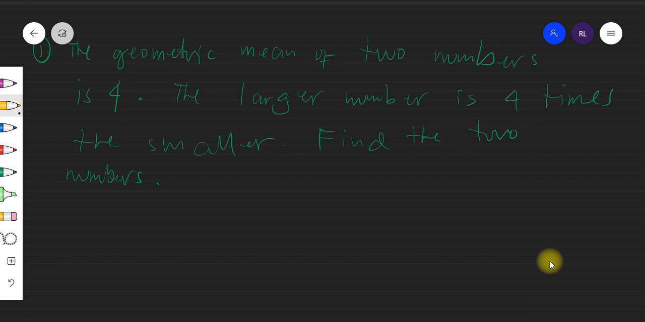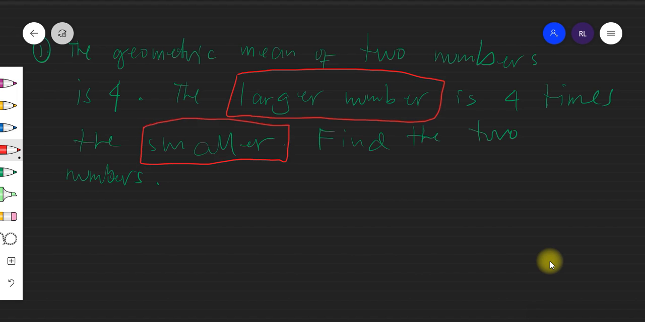So what we're going to do is to represent first our numbers with a variable. When I say variable, we can let x, or we can let a, b, or c, or y. So we have two numbers, which are the larger number and the smaller number. Between the two, we do not have any information about the smaller number, but the larger number, we have information about that. It says that the larger number is 4 times the smaller. But what is that smaller?